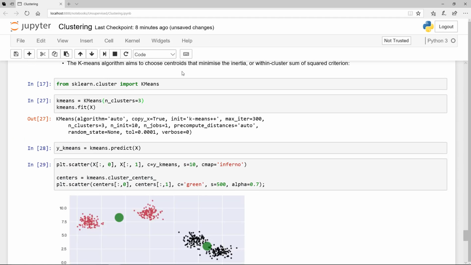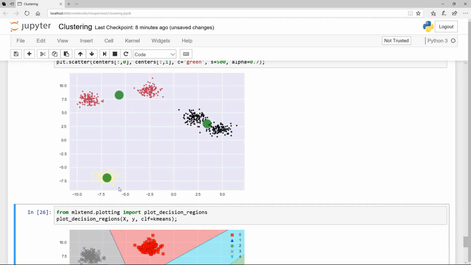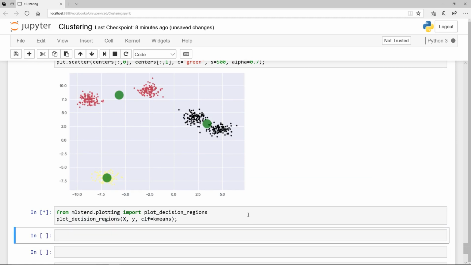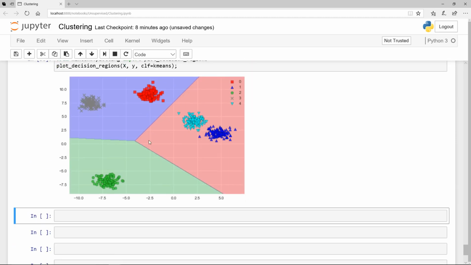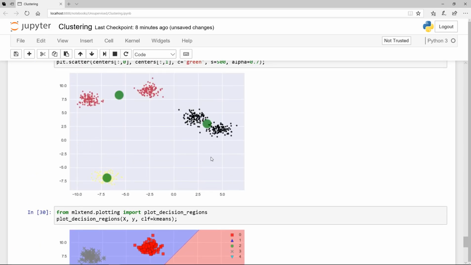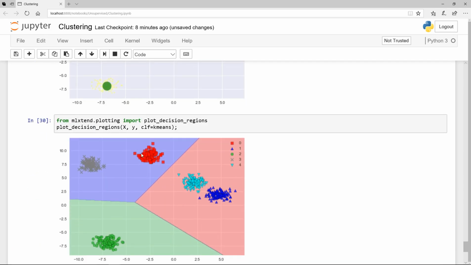Now, what if I go back and set that to 3? What happened? This is our plot. Notice the 3 that we observed before, and notice that it is segregated this way, exactly the same as this. Okay, this cluster, this cluster, and this cluster.